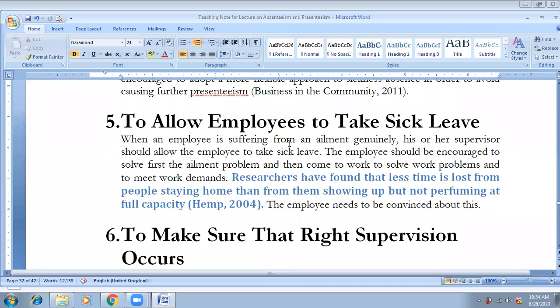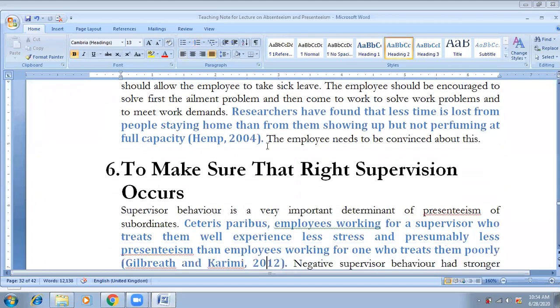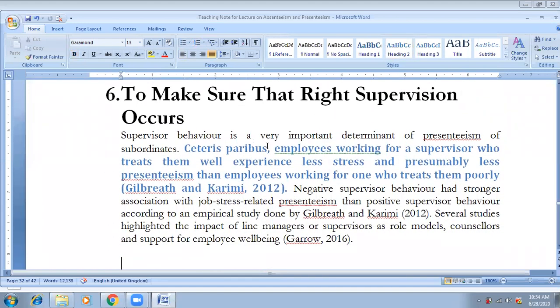To allow employees to take sick leave, then to make sure that right supervision occurs, that means the supervisor should set a good example. Ceteris paribus, what do you mean by ceteris paribus? Very popular in economics, it means when other things remain constant. Employees working for a supervisor who treats them well experience less stress and presumably less presenteeism than employees working for one who treats them poorly.